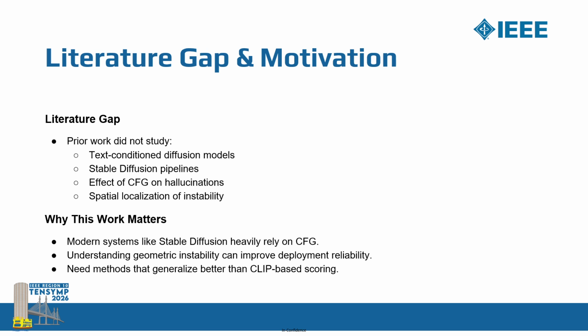The prior work that inspired this study looked only at unconditional diffusion models, no text, no CFG. Nobody had tested whether that same geometric explanation survives once you introduce semantic conditioning through Stable Diffusion pipelines. This matters because CFG is universal in deployed systems today. If geometric instability changes meaningfully under CFG, that has direct consequences for how reliable these systems are in production, and not just academic interest. We also wanted detection methods that generalize better than CLIP-based scoring, which, as I'll show you, turns out to be a real weakness.